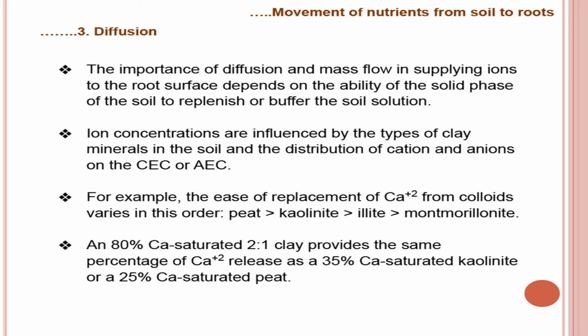For example, the ease of replacement of calcium from colloids varies in order of peat, kaolinite, illite and montmorillonite. These kaolinite, illite, montmorillonite are the clay minerals. An 80% calcium saturated 2:1 clay provides the same percentage of calcium ion release as a 35% calcium saturated kaolinite or a 25% calcium saturated peat.